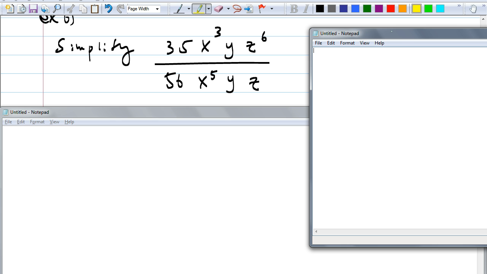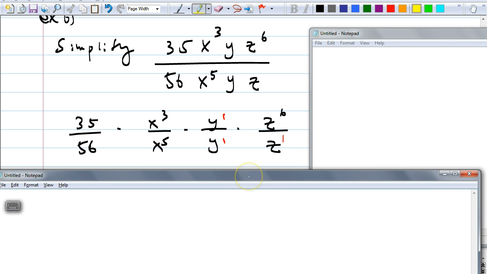Good. Times y over y, times z to the 6th over z. That's exactly what I'm going to do. You see that? And I even wrote down the invisible ones because I know what I'll be doing with these exponents. What would I be doing, Claire? With these exponents, when they have the same base and you're dividing them, what do we do? Very good, you subtract them, right?